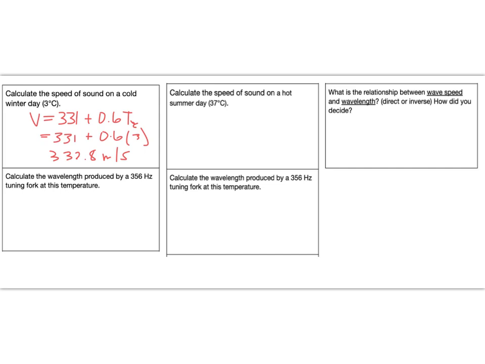And now we can use that value of V the way we've used it in other situations. So in the next question, calculate the wavelength produced by a 356 hertz tuning fork. So we're looking for the wavelength, which is lambda. So we would choose our formula that involves lambda, and we again would use this speed that we have here. That's 332.8, our frequency, and then we solve for our wavelength.